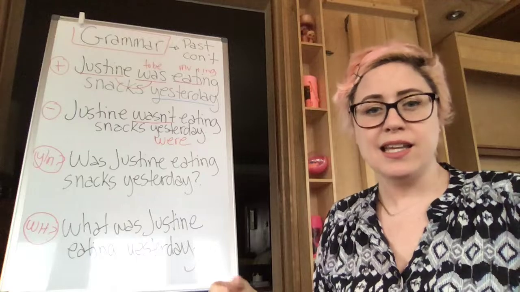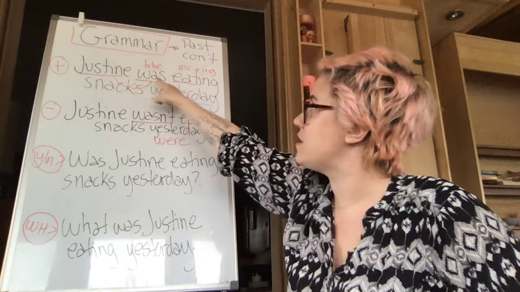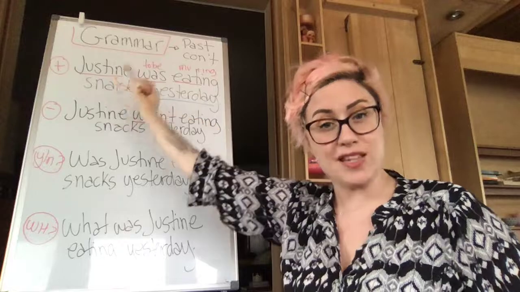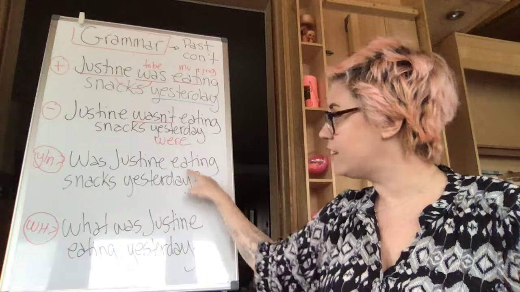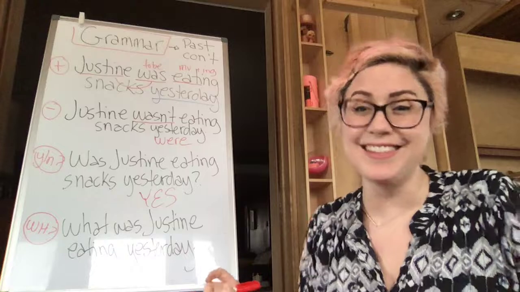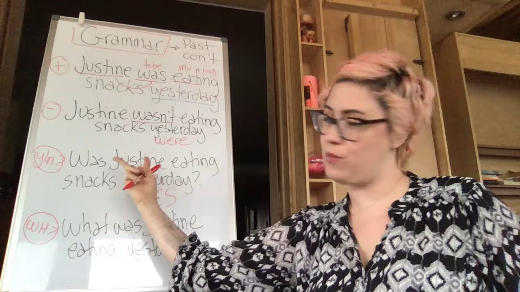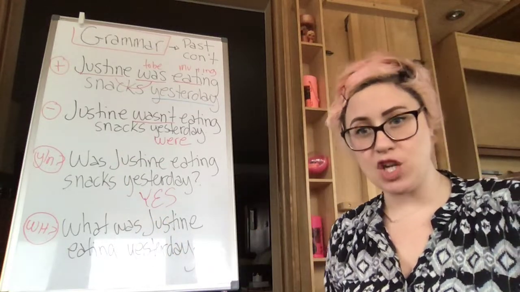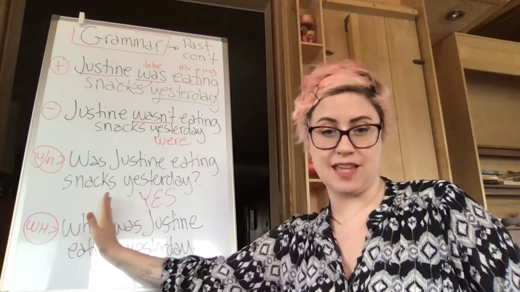Okay. Yes, no questions: we take the subject and the verb that is closest to the subject, in this case, the verb to be, and we switch them. So, was Justine eating snacks yesterday? The answer is yes. Was Justine eating snacks yesterday? So we took was and Justine and we switched them. Okay, cool.